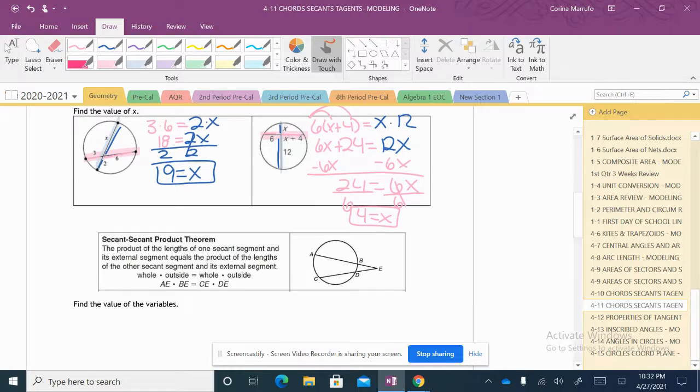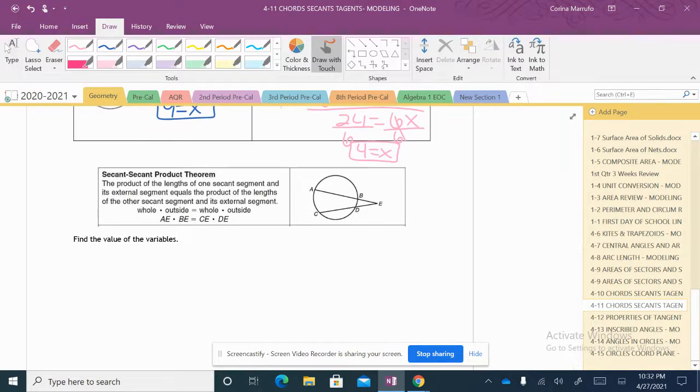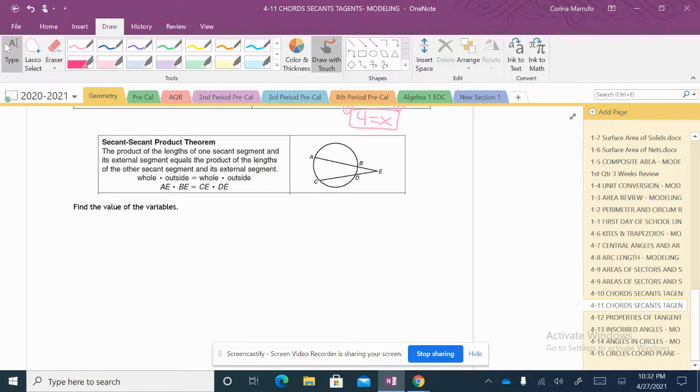All right. Our secant product theorem. The product of the lengths of one secant segment and its external segment equals the product of the lengths of the whole segment and its external segment. So it sounds super fancy again, but what we're going to do is take the whole thing and then multiply it by the outside part. So here's the whole thing from A to E, and we're going to multiply it by just the outside part, which is B to E.